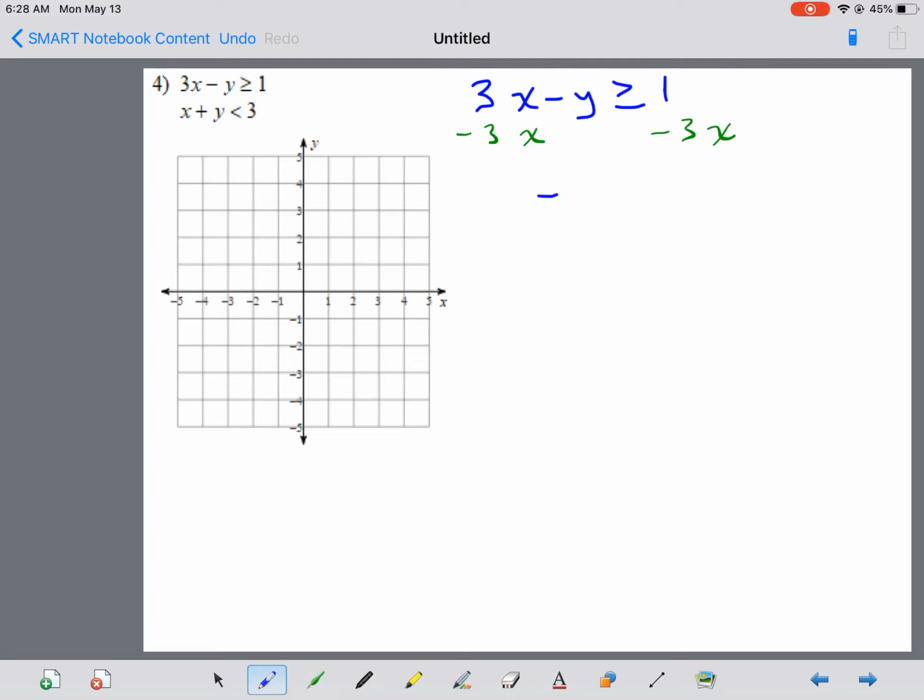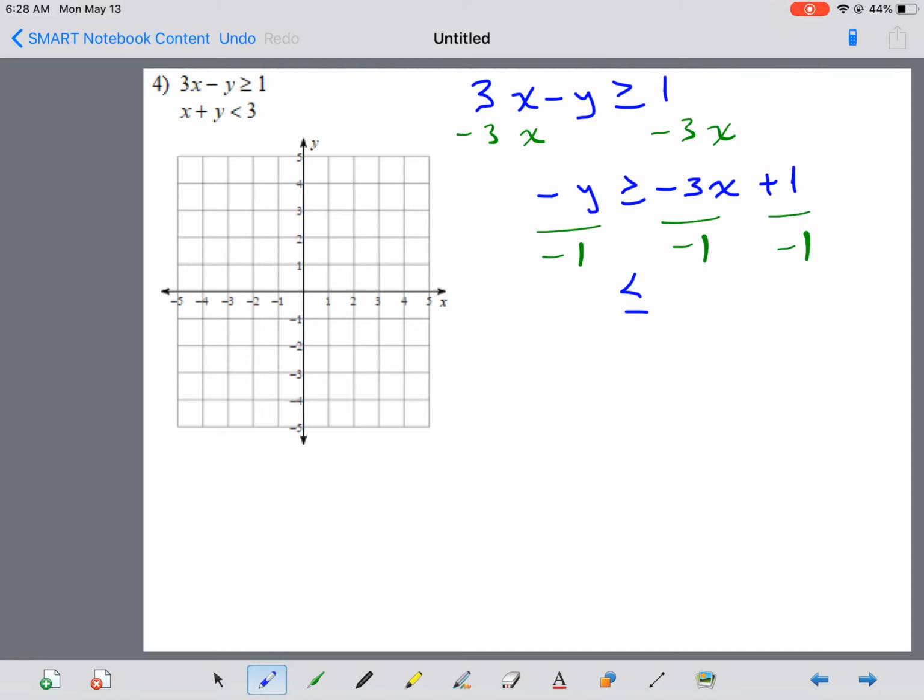Now we have negative y is greater than or equal to negative 3x plus 1. And we're almost there, but we have this negative y instead of y. So the next step would be to divide everything by negative 1. And this is a little trick about inequalities: when you divide an inequality statement by a negative number, you actually have to flip the sign.